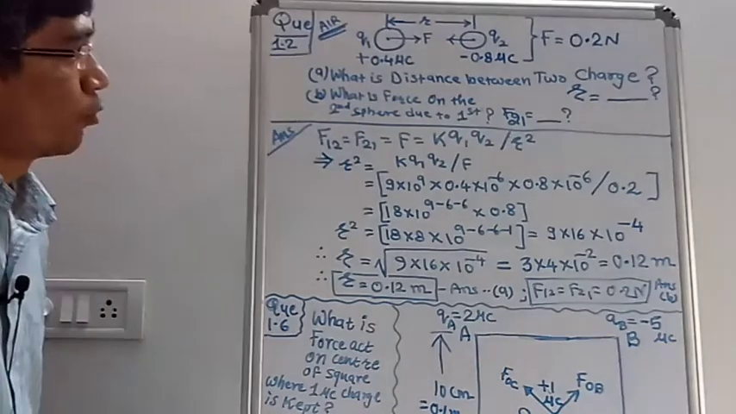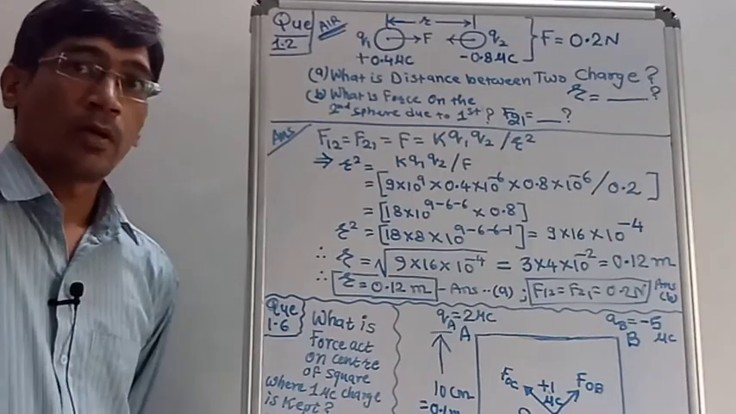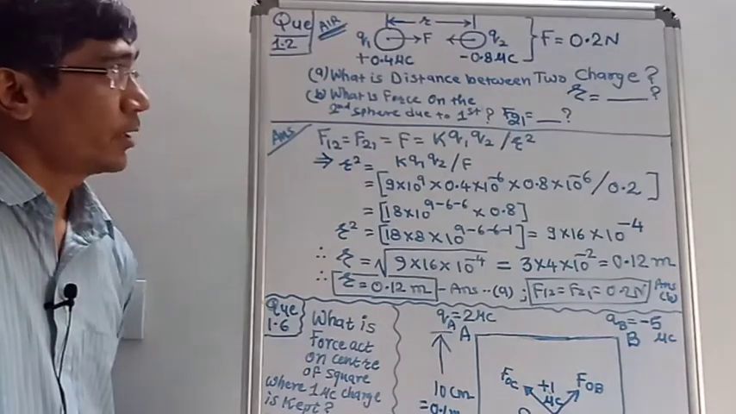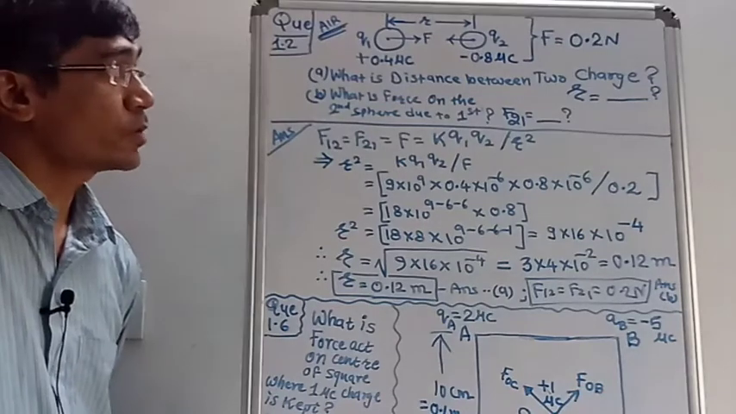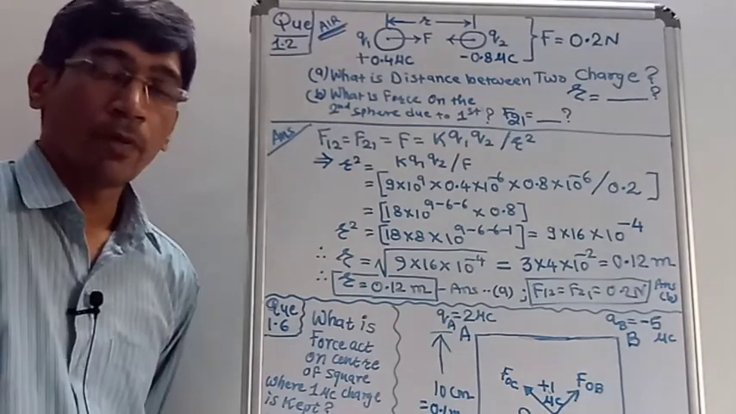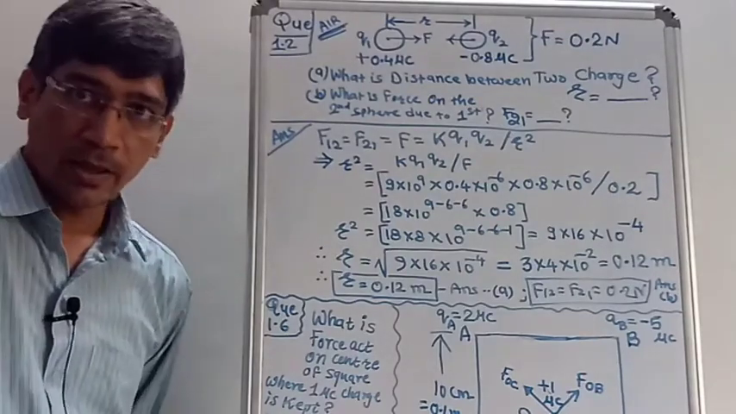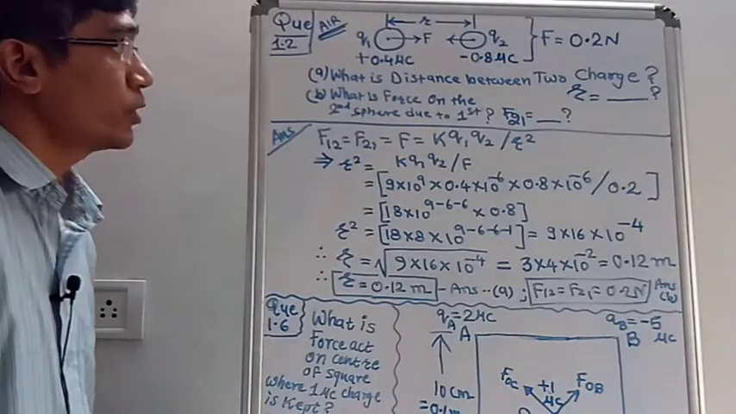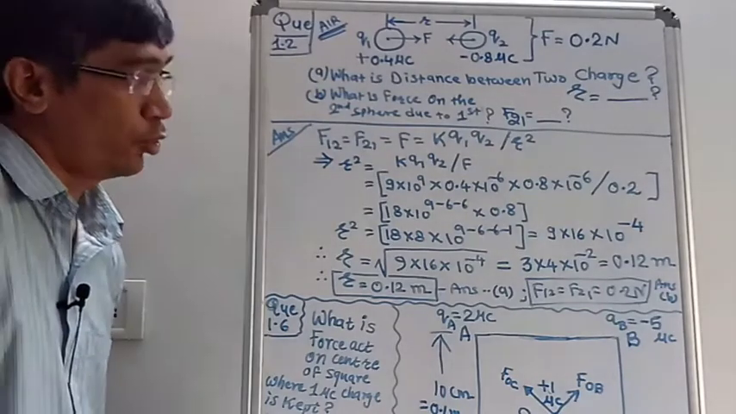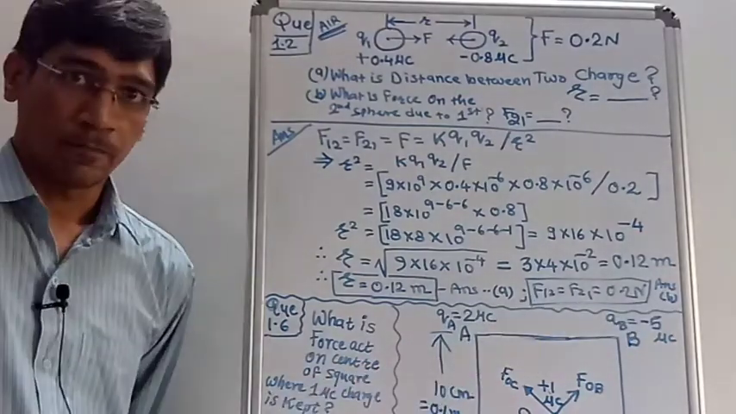Second answer, what is the force on the second sphere due to the first sphere? As here we are using Coulomb's law, the force acting on the first sphere due to the second sphere and the force acting on the second sphere due to the first sphere are the same. So the force acting on the second sphere due to the first sphere is equal to 0.2 Newton. So this is the second answer.